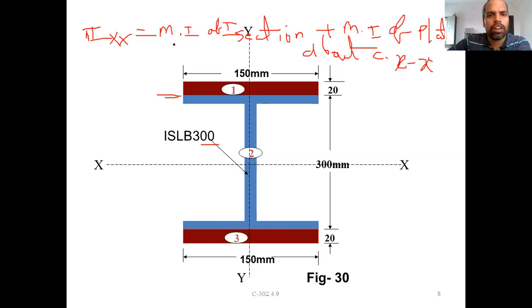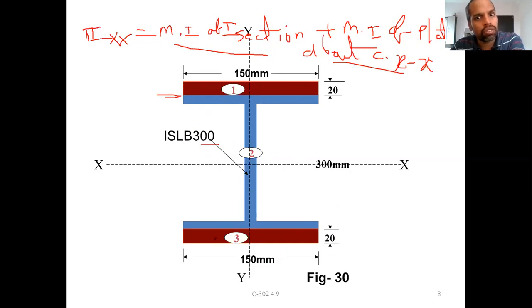It has two parts. What is the first one? The moment of inertia of the I section about its centroidal axis, which is already given in the problem. But one thing, if you observe, the centroidal x-axis of the single I section and the centroidal x-axis of the entire built-up section coincide.